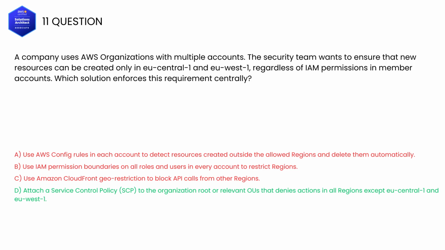And the correct answer is D. Service control policies act as a permission guardrail that limits what IAM can allow in member accounts, denying actions outside the approved regions and enforcing the requirement before resources are created.